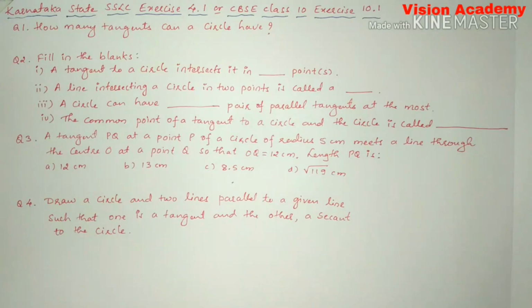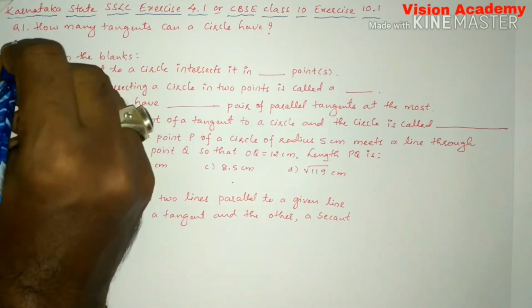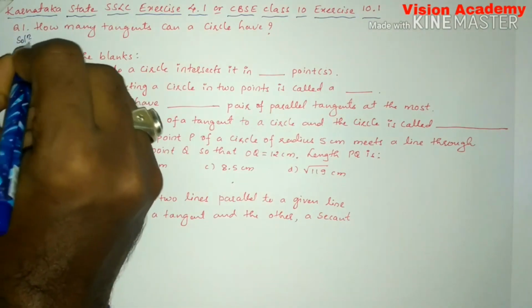Welcome to Vision Academy. In this video we are going to solve Karnataka State SSLC exercise 4.1 or CBSE class 10 exercise 10.1. Question number 1. How many tangents can a circle have? Let us write the solution for the given problem.